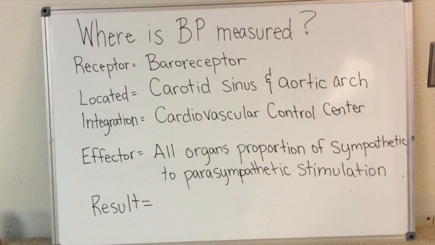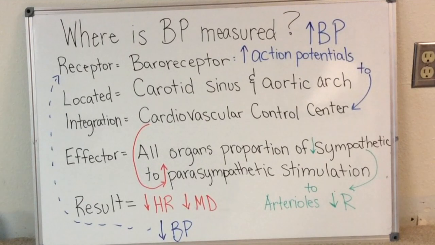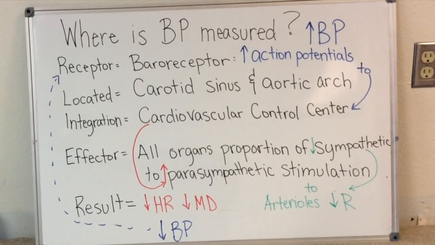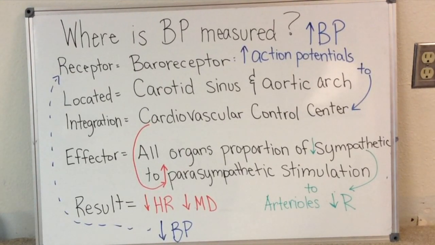Blood pressure is measured by baroreceptors located in the carotid sinus and the aortic arch. These receptors are constantly informing the cardiovascular control center of blood pressure in both locations all the time. It does this by increasing or decreasing action potentials. If the baroreceptors detect an increase of blood pressure in the carotid sinus or the aortic arch, they are going to increase the number of action potentials they send to the cardiovascular control center.